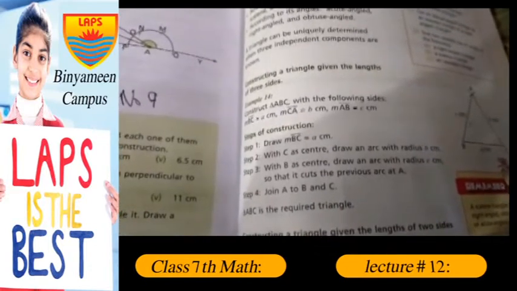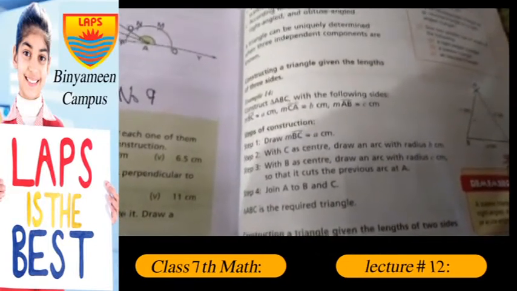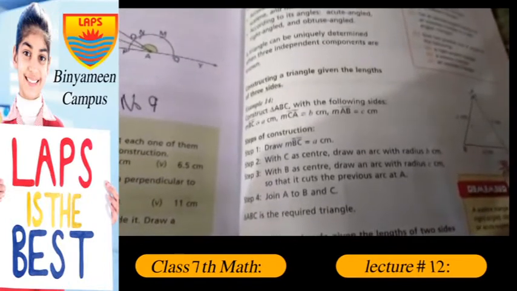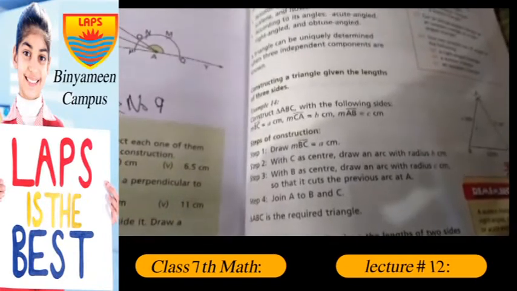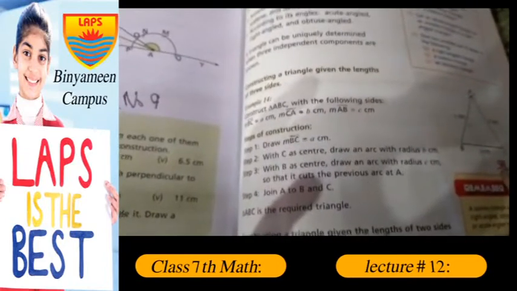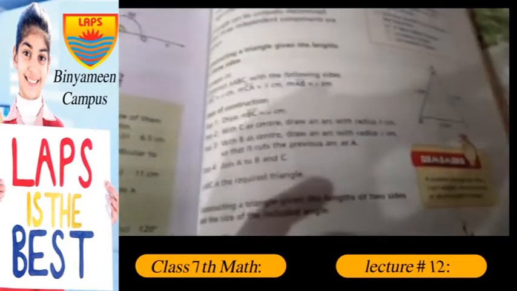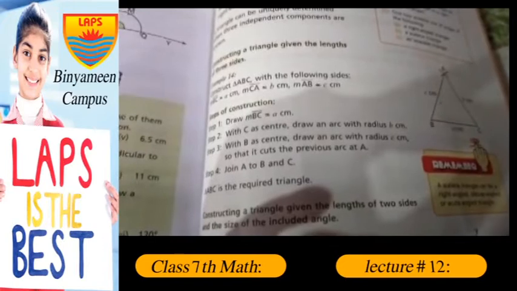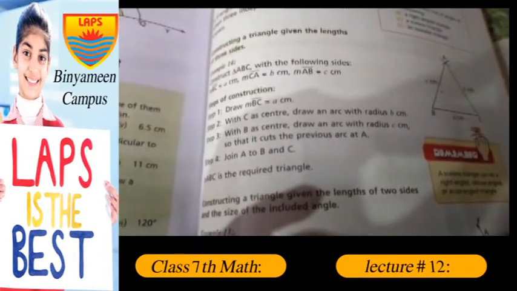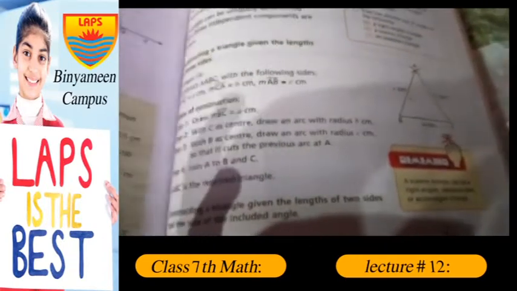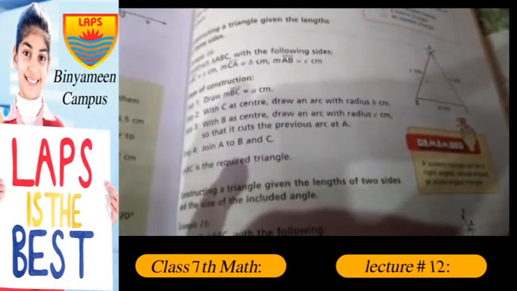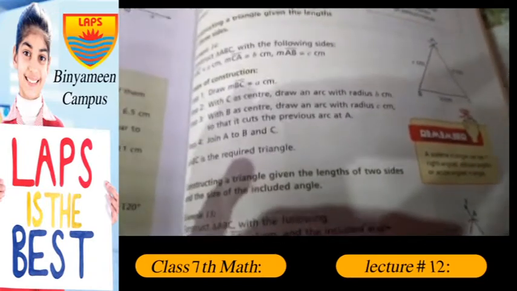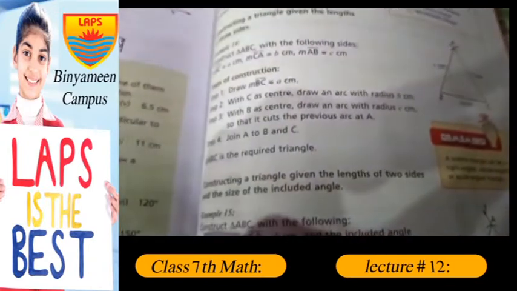Example 14, construct triangle ABC with the following sides. Suppose BC is equal to a centimeter, CA is equal to b centimeter and AB is equal to c centimeter. Steps of construction. Step 1, draw BC equal to a centimeter. Step 2, with C as the center, draw an arc with the radius b centimeter. Step 3, with B as the center, draw an arc with a radius c centimeter so that it cuts the previous arc at A.